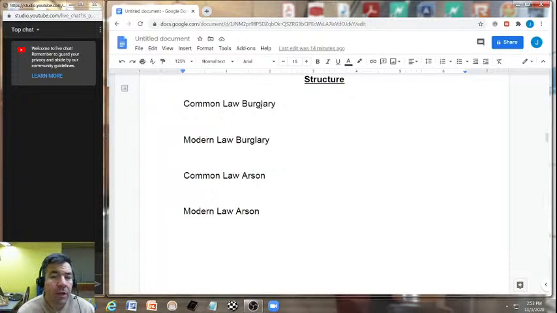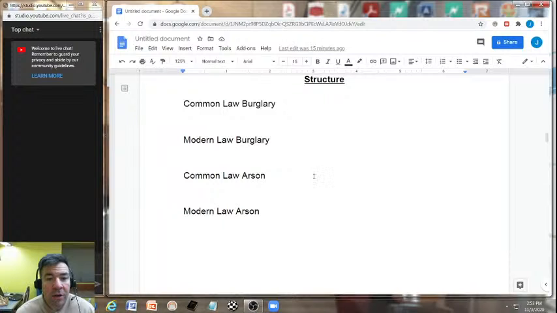Modern law burglary is an entry into the protected structure of another with the intent to commit a crime therein. Common law arson is the malicious burning of the dwelling house of another. Again, recapping that, common law arson is the malicious burning of the dwelling house of another. Modern law arson is the malicious burning of the protected structure of another.